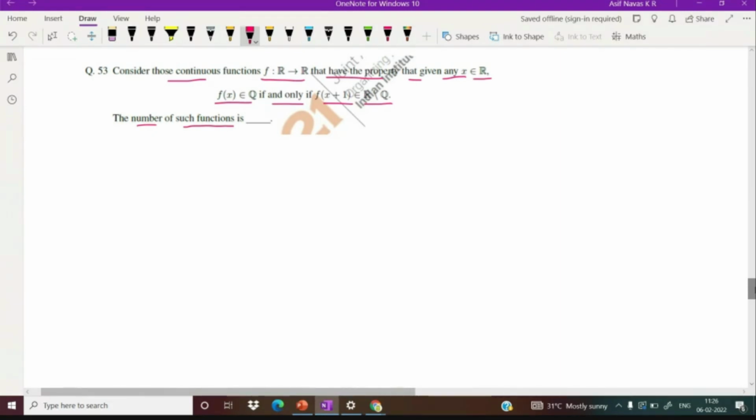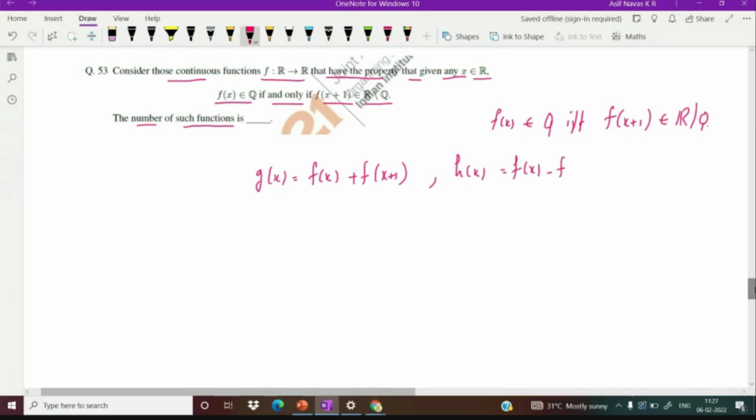Now for this question, we will approach in a different way. We have a function where f of x belongs to Q if and only if f of x plus 1 belongs to R minus Q. So what we will do is define two functions: g of x, which is f of x plus f of x plus 1, and h of x, which is f of x minus f of x plus 1.